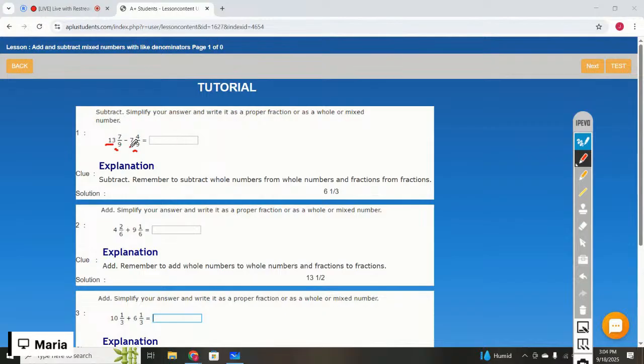So you can subtract their whole numbers 13 minus 7. 13 minus 7 is 6. Then you have to do 7 minus 4, that is 3. So that is 6 whole 3 by 9. You can divide this fraction by the common number that can divide both numerator and denominator. So that is 6 whole, divided by 3 is 1, divided by 3 is 3. So the correct option is 6 whole 1 by 3.